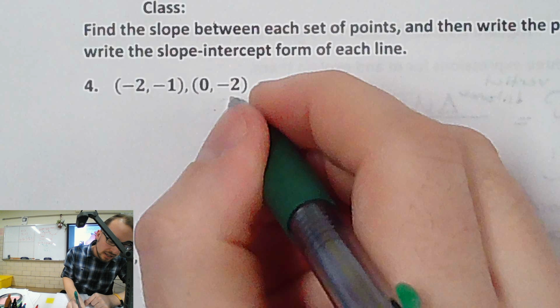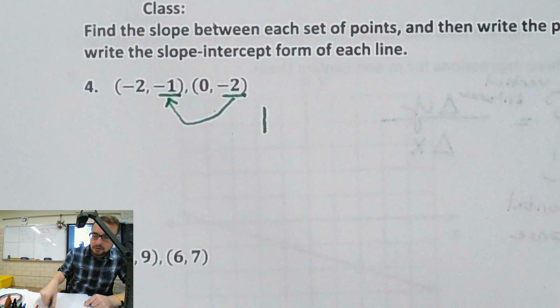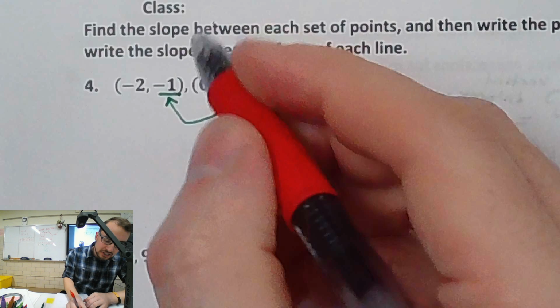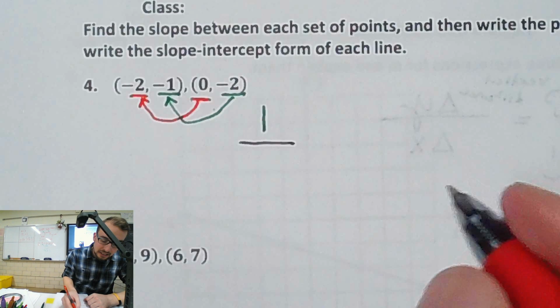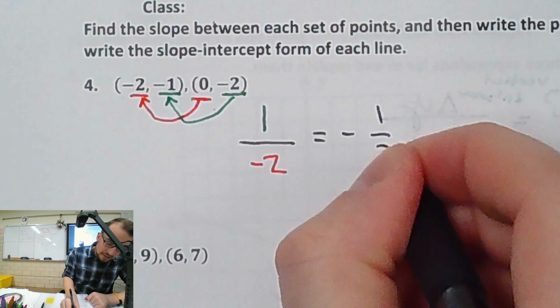If I'm on -2 and I move to -1, how did I change? I added 1, right? If I'm on 0 and I move to -2, how did I change? -2. So my slope can be written lots of ways, but I'm going to write it with the negative on the outside.